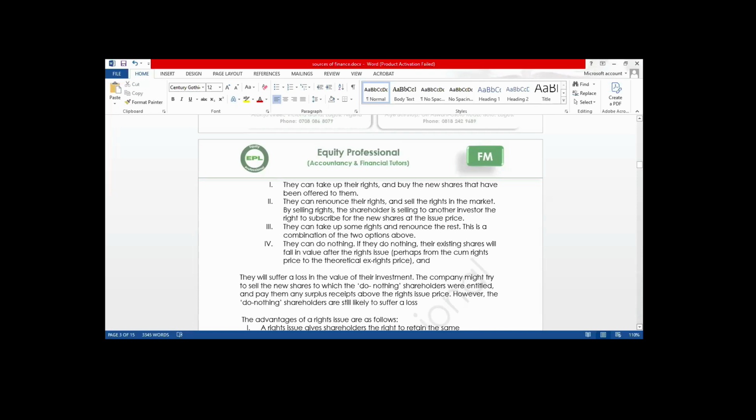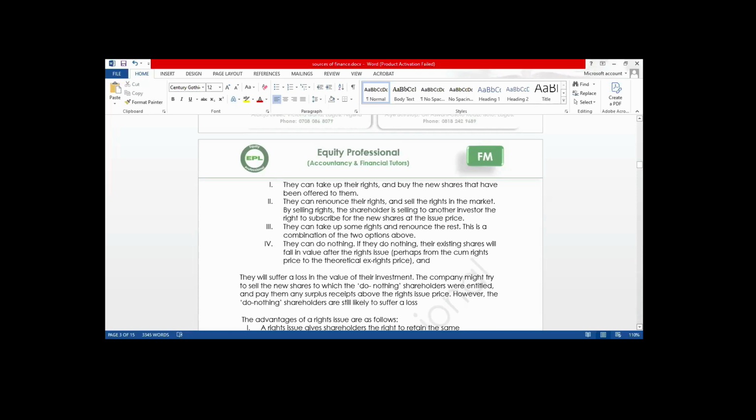Then option 4, the shareholders can decide to ignore the rights and do nothing. You can decide to ignore the rights issue and take no action at all.